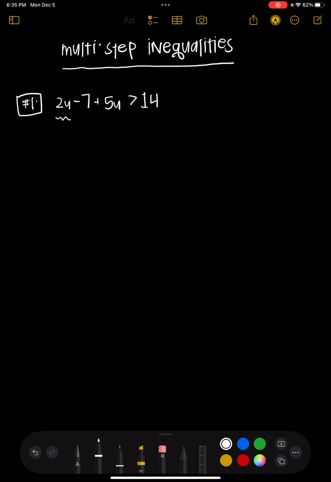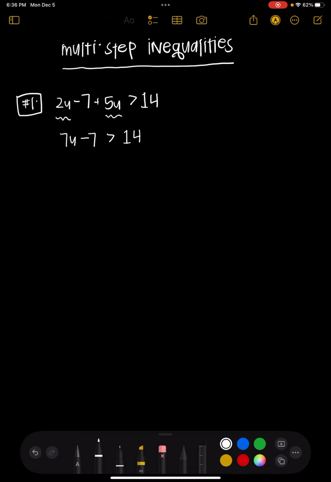In this case, the 2u and the 5u are like terms because they both have u's, which means we can add them together. So 2u plus 5u is the same thing as saying 2 plus 5 and then tacking a u onto it. We know that 2 plus 5 is 7, so we're going to say 7u. And then that minus 7 right there doesn't have a like term, so I'm just going to rewrite it as minus 7. Then we can write it as greater than 14.